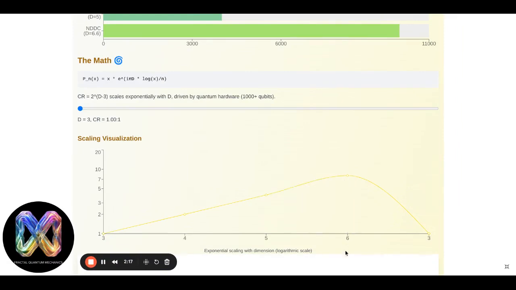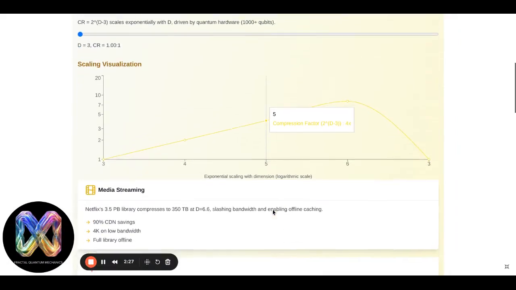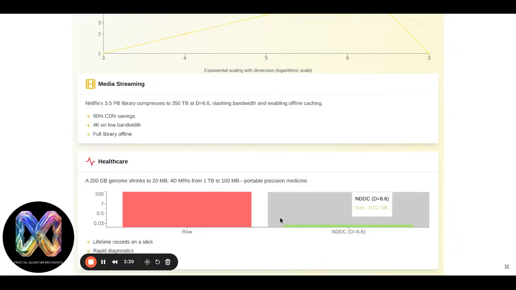This isn't theoretical. Our early implementations have already demonstrated 4 to 1 ratios on quantum simulators, with much higher ratios expected as quantum hardware matures. So what can we do with this? In media streaming, we could take Netflix's entire 3.5 petabyte library. It could be compressed to just 350 terabytes, enabling entire catalogs to be cached locally with minimal bandwidth.